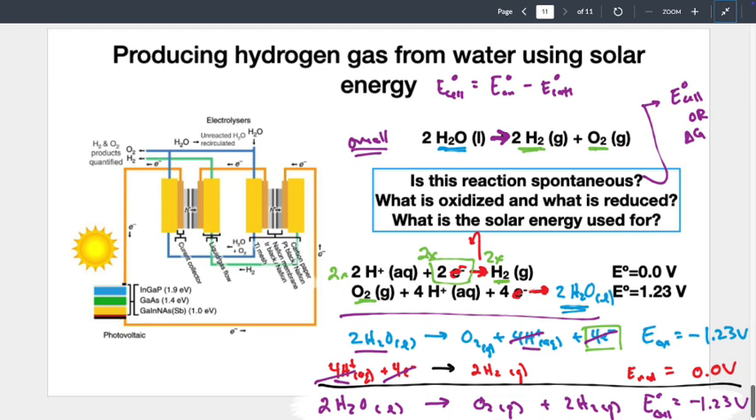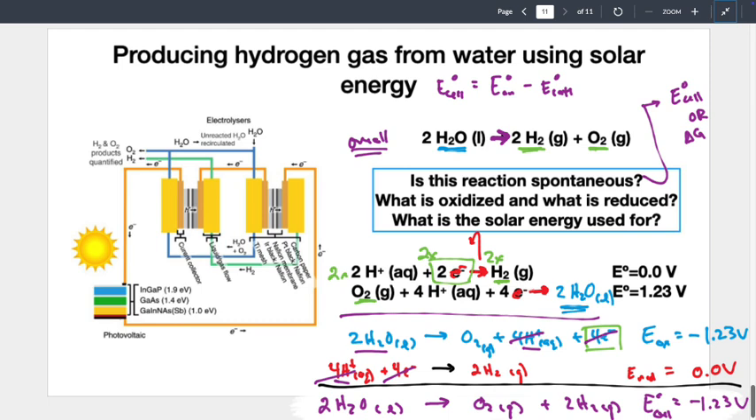So now we can answer the question: is it spontaneous? No. Does it make sense for it to not be spontaneous? Yes. That's why we're using solar energy to cause the reaction to happen. We have to bring in that input of energy to force this chemical reaction. So it shouldn't be spontaneous. That makes a lot of sense.